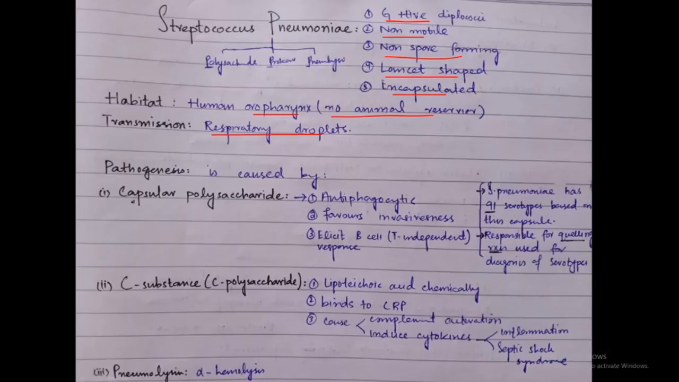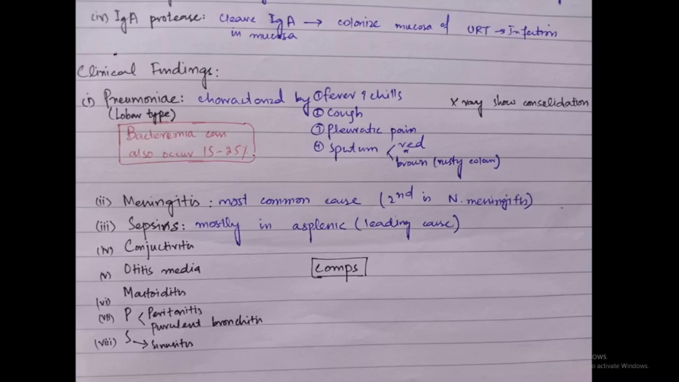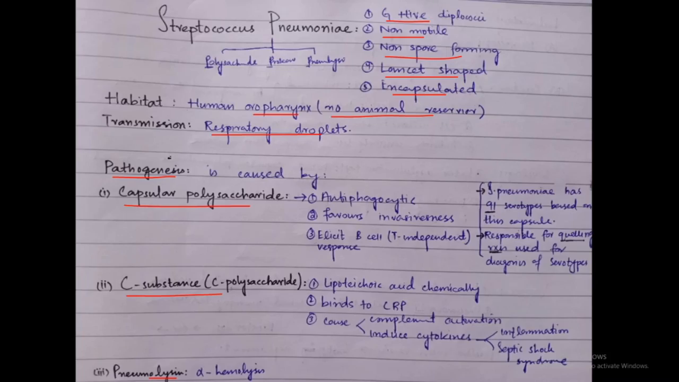The pathogenesis behind the disease caused by Streptococcus pneumoniae is that it causes disease mainly through substances like capsular polysaccharide, C substance, pneumolysin, and IgA protease. So we will discuss each one of these. Number one is the capsular polysaccharide, which is antiphagocytic.